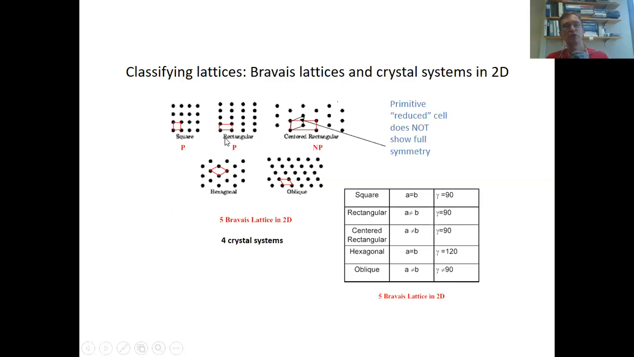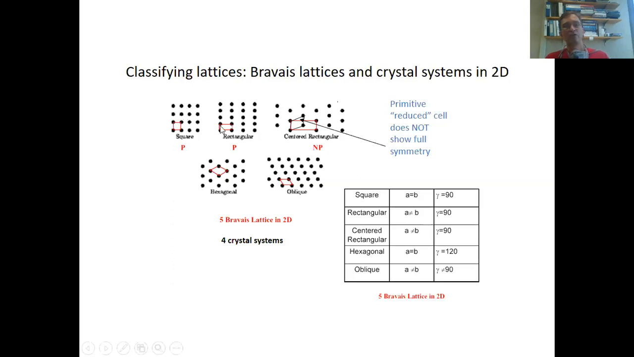Then we go to what is called the rectangular crystal system. In the rectangular crystal system, we have a rectangular unit cell, but now the lattice parameters A and B are unequal, while the angle between A and B is still 90 degrees. Again, this is a primitive unit cell because lattice points exist only on the corners of the unit cell. There's no additional lattice point in the center of the unit cell.